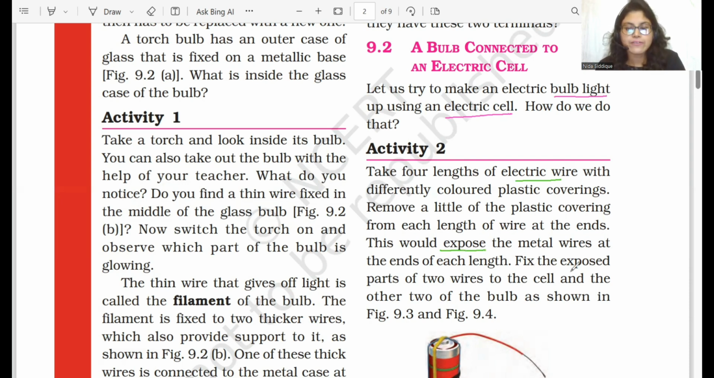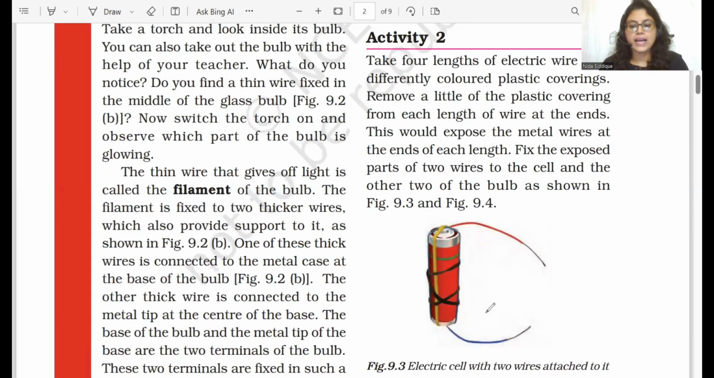Now we will fix the exposed part of these two wires to the cell and the other two parts to the bulb. Okay, now let's look at the diagram and understand this. So we are having an electric cell over here. ये positive terminal है, ये negative terminal है. So हमने एक वायर के पार्ट को पॉजिटिव टर्मिनल से अटैच किया है, दूसरे पार्ट को भी अभी हम कनेक्ट करेंगे बल्ब के साथ. ओके, ये जो पार्ट है ये एक्सपोज्ड है, देखो इसमें बस वायर है, यहाँ पे प्लास्टिक कोटिंग है, बट दिस इज द एक्सपोज्ड पार्ट.